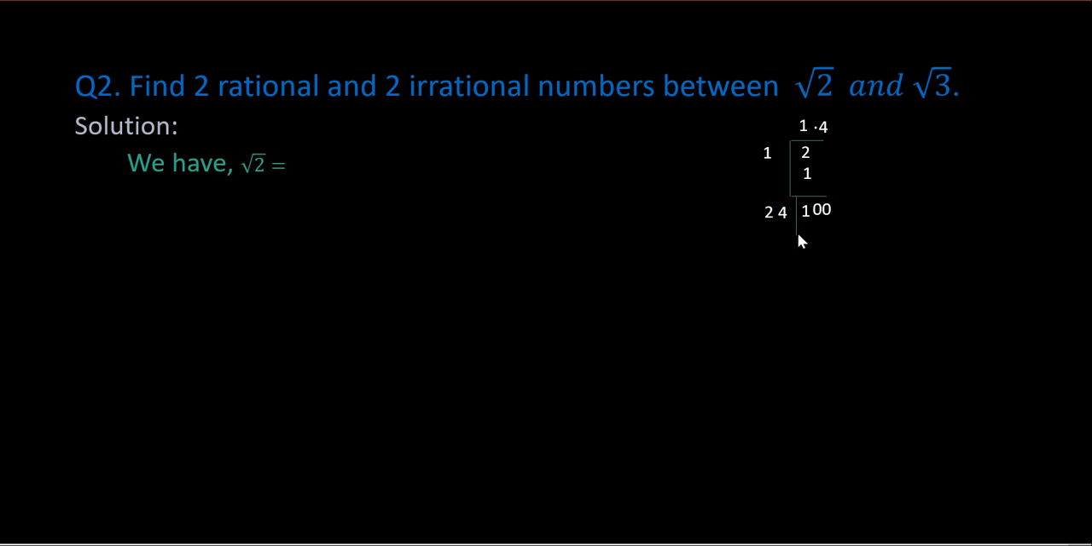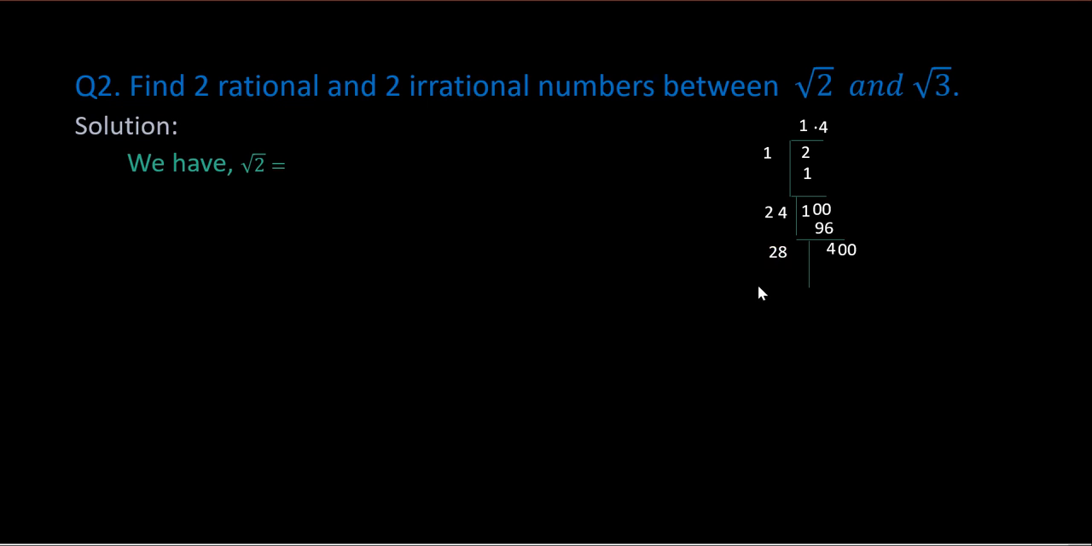So 4 times 24, we have 96. So 100 minus 96 we can write 4. Now again, as we already have decimal, we can add 0 here, but here we will be adding 2 zeros. So in the next step, what we need to do is write the divisor, which will be double of the quotient. The quotient we have is 14. So double of 14 will be 28.